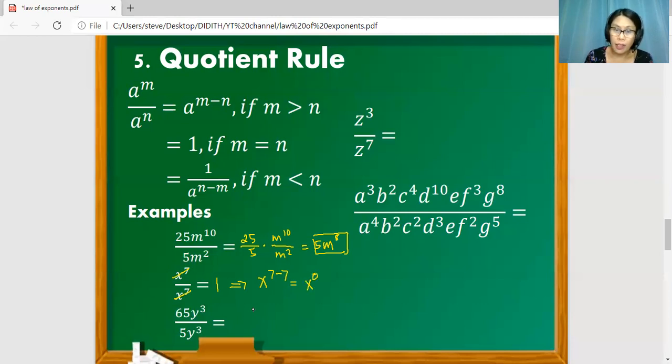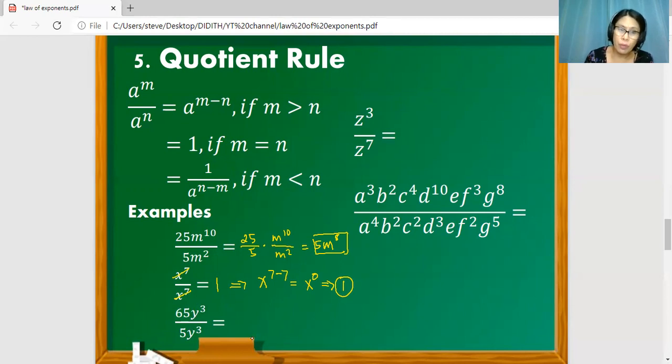And we know that any expression raised to the 0 power equals 1. So that's why whenever we have the same base and the same exponent, the answer will always be equal to 1. Okay, for the second example here, we have the same base y and the same exponent, but we have to perform the operation between their coefficients.